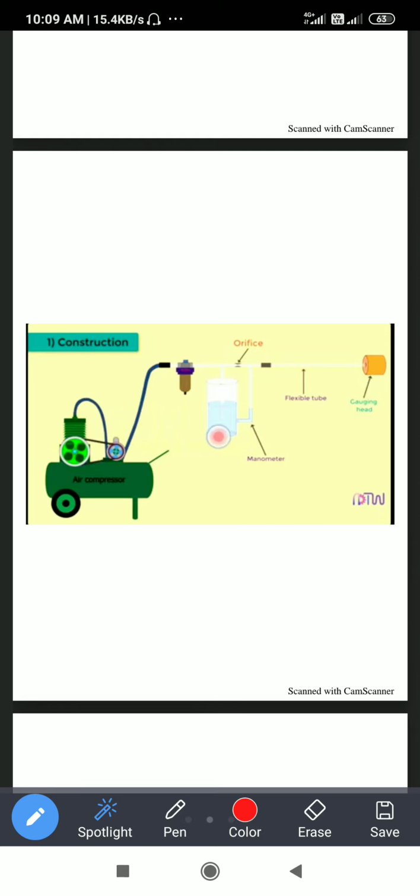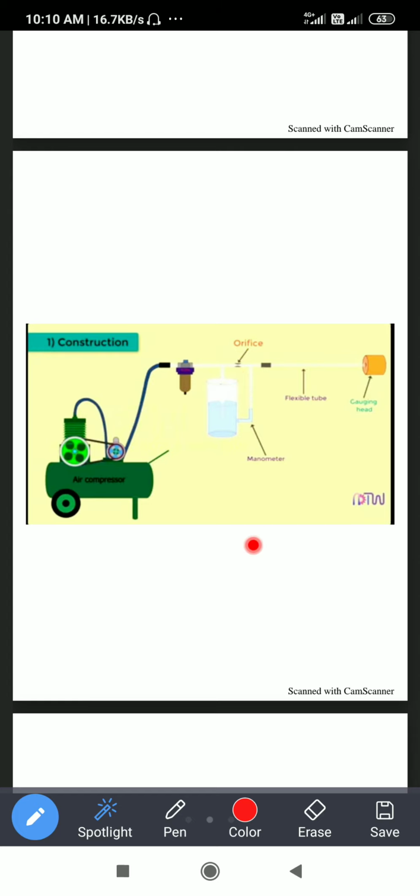Now further in this construction, this is the water tank, in which the water is there. At the side there is a tube, called the manometer tube. In that manometer tube the water level is identified. Now you can see a small orifice. The orifice is nothing but a small gap chamber, from where an exact amount of air is supplied, and this connection is given to a flexible tube.